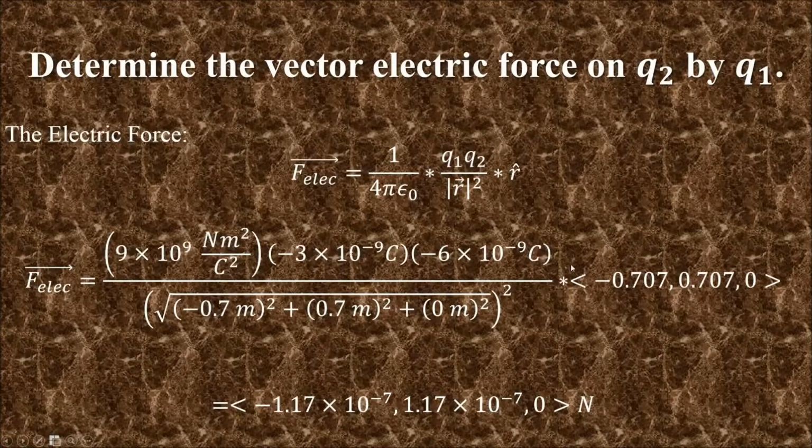So carrying out all that multiplication, we end up with a force of negative 1.17 times 10 to the negative 7th i hat plus 1.17 times 10 to the negative 2nd j hat plus 0 k hat newtons.